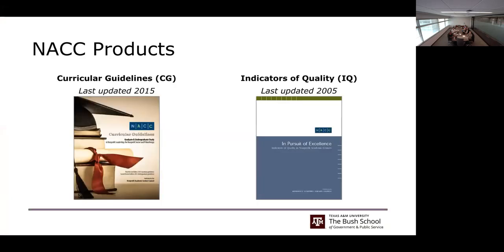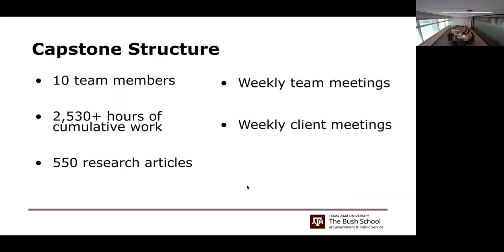NACC has two flagship products, the curricular guidelines and the indicators of quality. The organization has asked us to conduct an external review of these products. Overall, we find that they're pretty good products and that students who learn using them are going to be well prepared for the sector. We do have some recommendations for change, and this presentation will discuss the process we took to get to those recommendations and then explain them in depth.